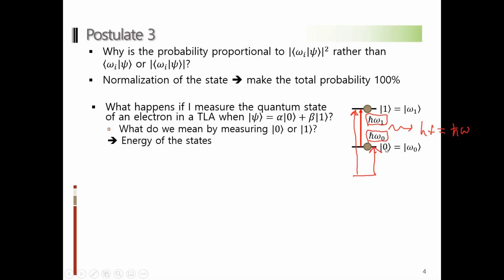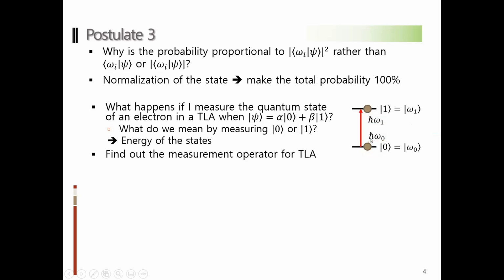For the notation, we generally know that eventually h-bar will be multiplied to the angular frequency. So we frequently use only the angular frequency as the eigenvalue to label the eigenvectors. But we should not forget that the actual measurement value for the energy is h-bar omega. So the next question is, what is the measurement operator corresponding to the two-level atom?